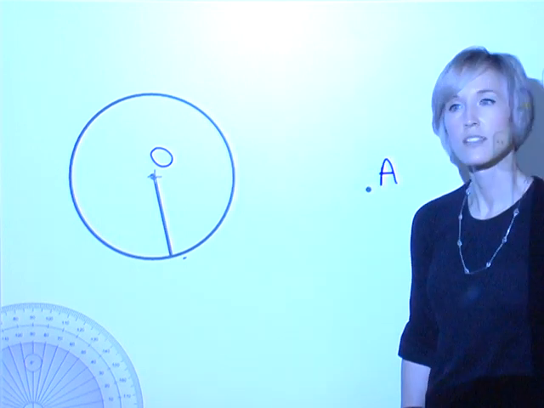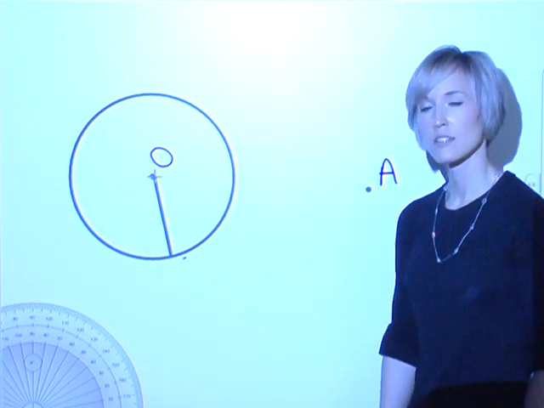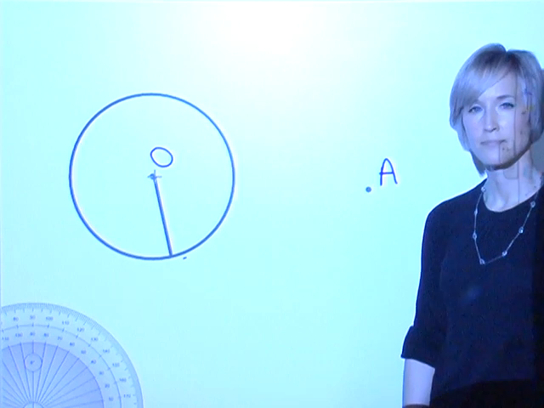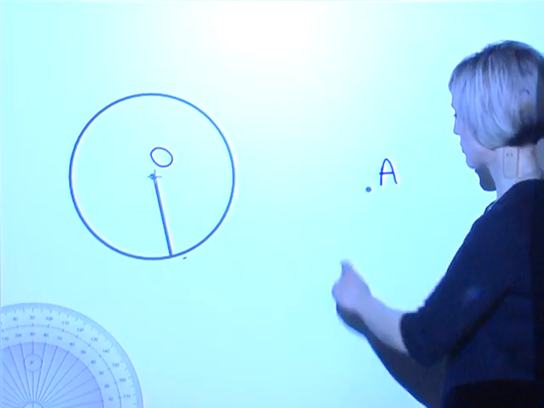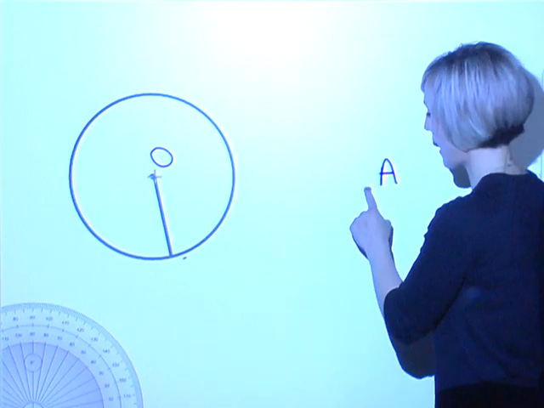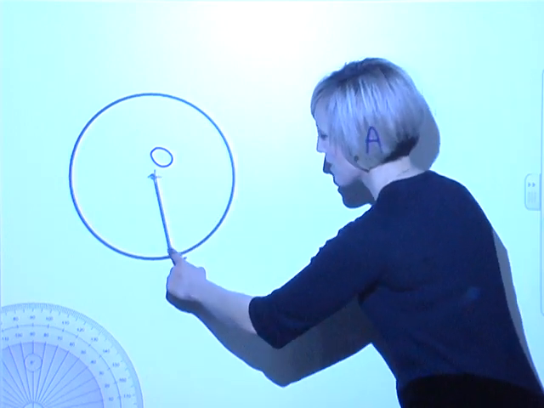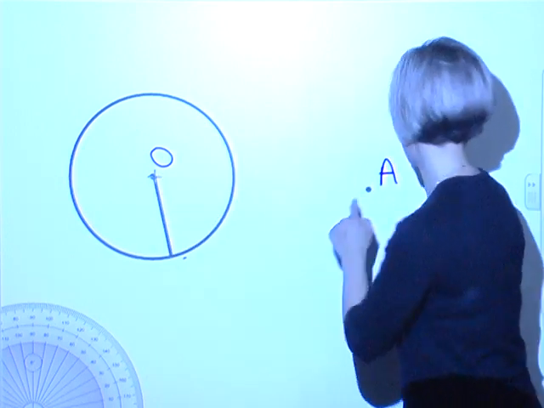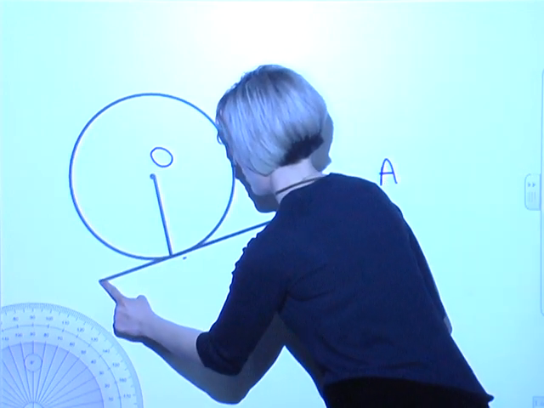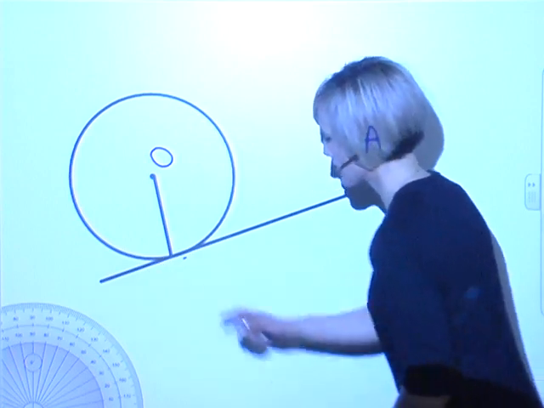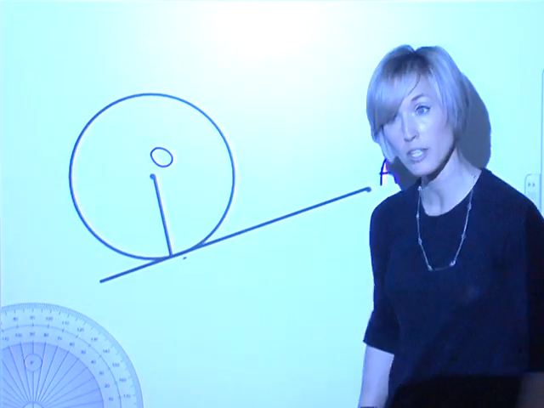Next, let's draw a line that touches the circle only at the end point of that radius to the right, point A. So we're going to draw a line segment from point A to where the radius touches the outside of the circle. We're going to draw it from here to there. It's okay if I go past, but it's touching only at that point. Does that look good? Good.